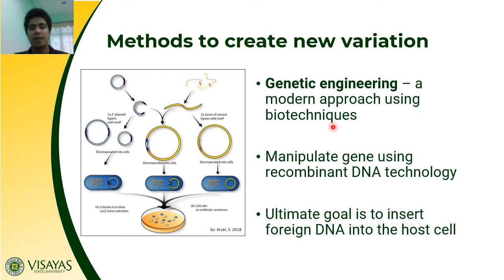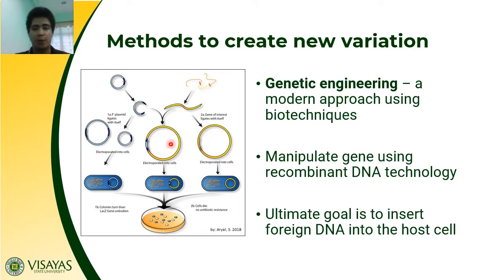It's a modern approach using biotechniques, especially the use of recombinant DNA technology. I have shown this picture before. It's a diagram used in recombinant DNA technology, where you have here a plasmid and you have your linearized DNA. What you do with the plasmid is you also linearize it with the use of endonucleases, and with the use of some ligase, you allow this linearized fragment, probably your gene of interest, to insert on the plasmid and connect and then form a circular bigger plasmid.